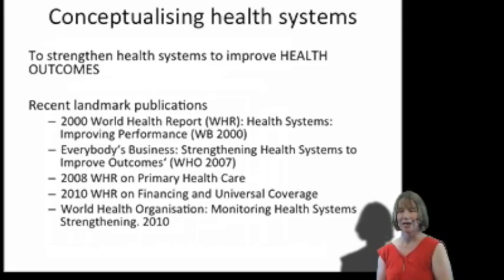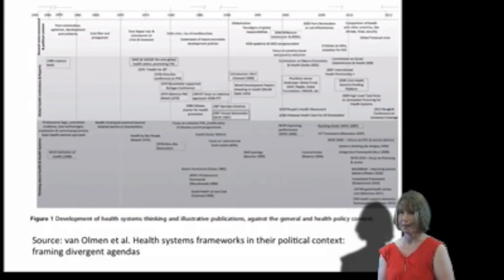In 2010, there was a focus on financing and universal coverage. And this, again, is a very important aspect of health systems. Where does the money come from? Who are we trying to provide coverage for? And then in 2010, there's a report that looks at monitoring health systems and health system strengthening.